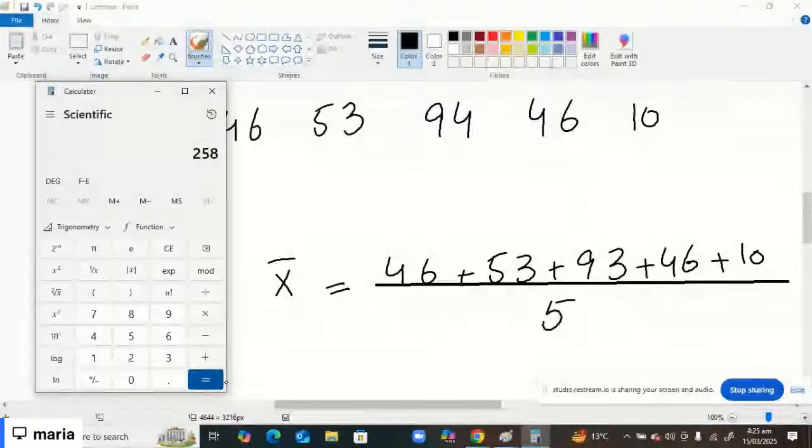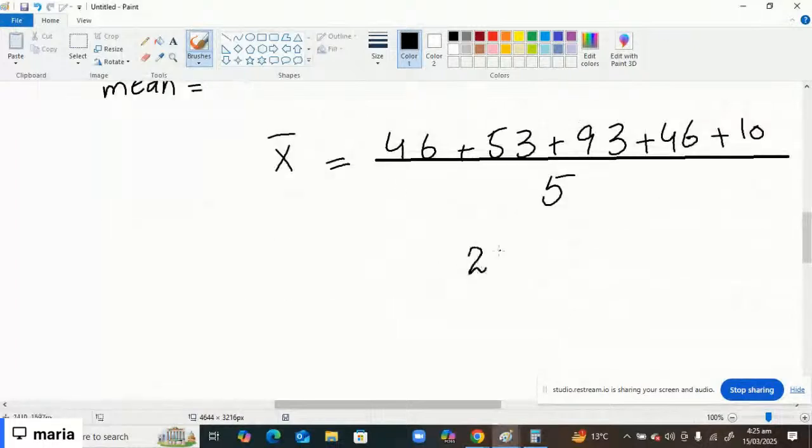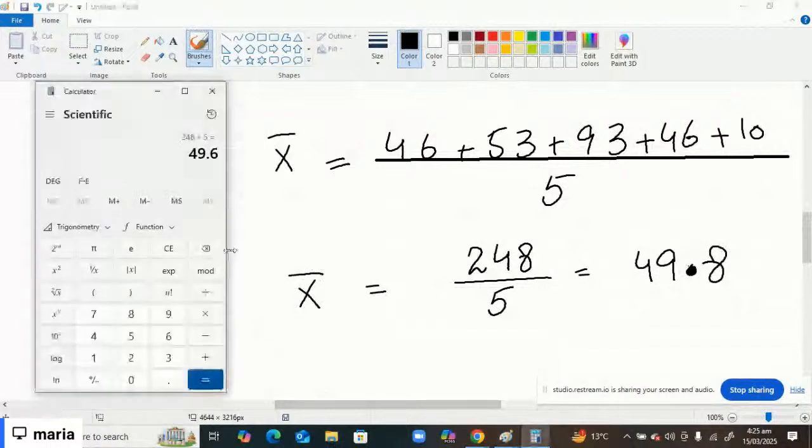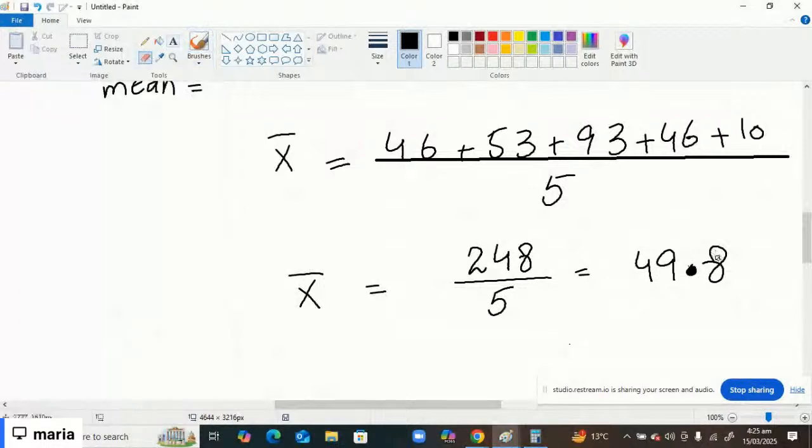248 divided by 5 is 49.6. Is that 49.8? No, 49.6. Okay, so this is 49.6. Understand this one? So the mean value is 49.6.